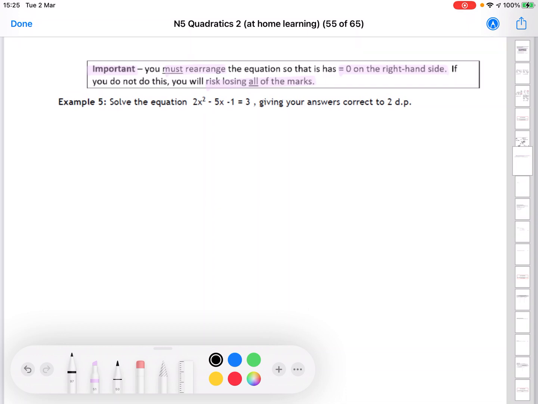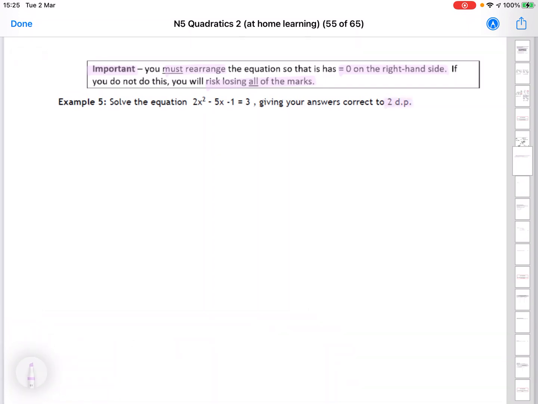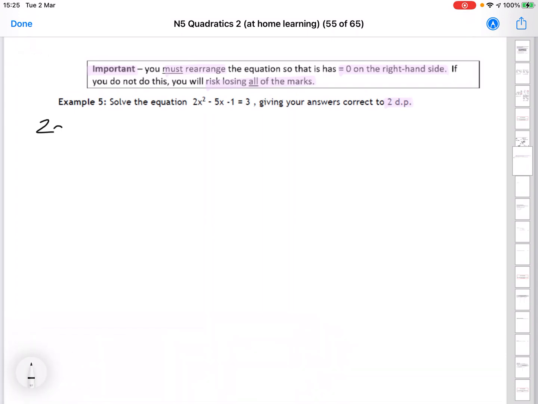So here we have our equation. Solve the equation 2x squared minus 5x minus 1 equals 3 to 2 decimal places. Because you're doing this to 2 decimal places, if this was an assessment question, you would be thinking, okay, that's quadratic formula. And we need to rearrange this equation first of all before we then do our quadratic formula. So it says 2x squared minus 5x minus 1 equals 3. All we need to do is take away 3 from both sides to bring that 3 across. So we're going to have 2x squared minus 5x minus 4 equals 0.